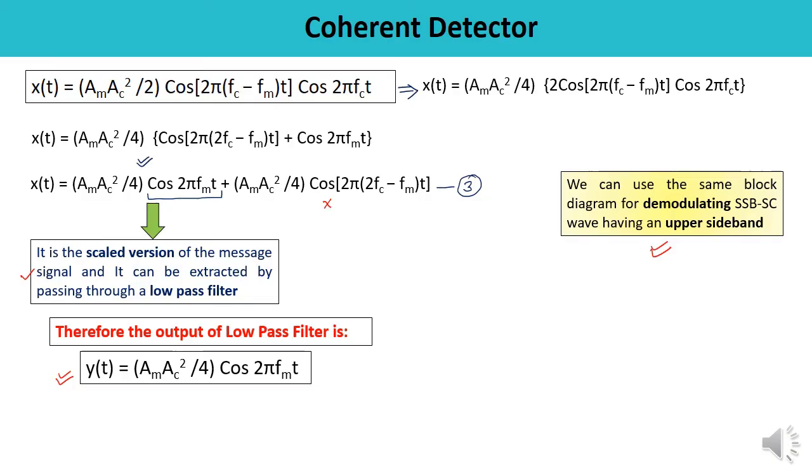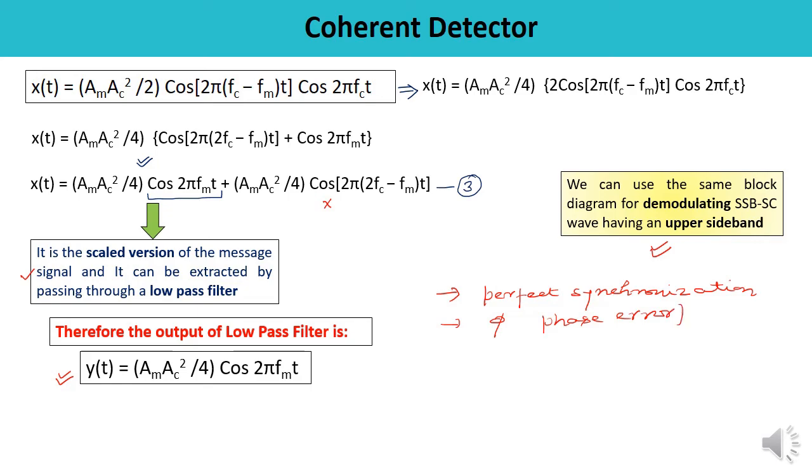So this is how you can explain the working of the coherent detector. Here you must remember that till now whatever we have discussed is by assuming ideal operating conditions. Ideal operating condition means the locally generated carrier is in perfect synchronization. So here synchronization is perfect. But what will happen when there is a phase error? If the synchronization is not perfect, what will happen in that particular case?